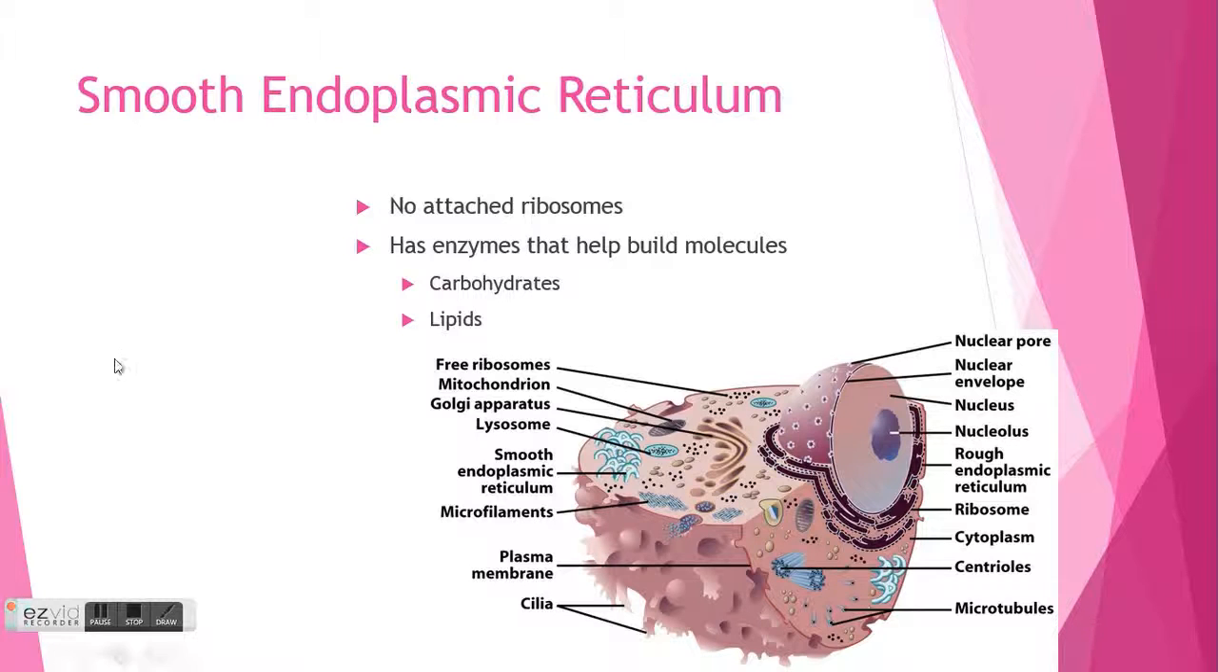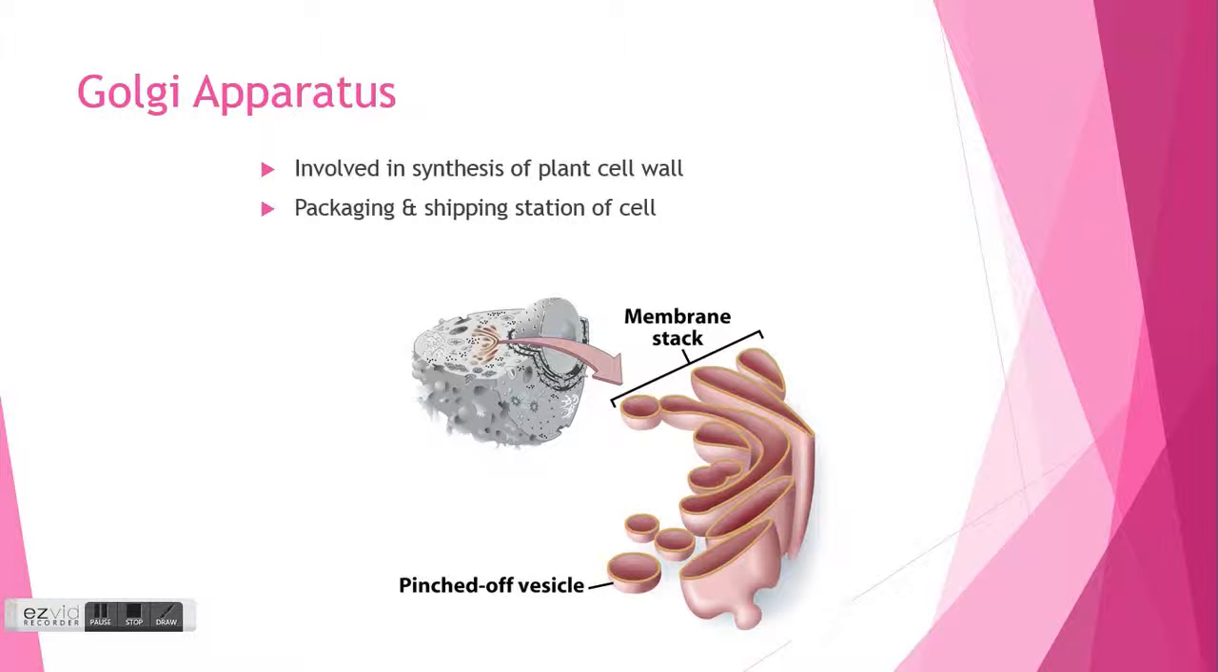Now in the picture over here, you can see the smooth endoplasmic reticulum. In some cells and some diagrams, you'll see the smooth endoplasmic reticulum actually connected to the rough endoplasmic reticulum, but in this picture they decided against that. It depends on the cell if that is actually the case, but really the big difference is no ribosomes, and you're building molecules here, and these enzymes are the things that help build them.